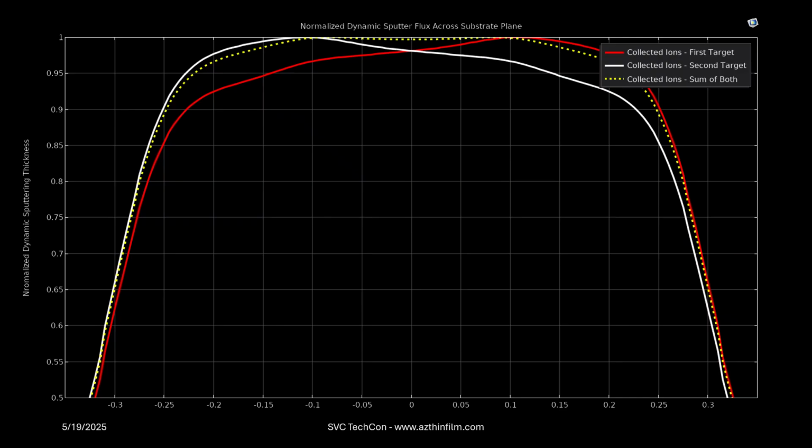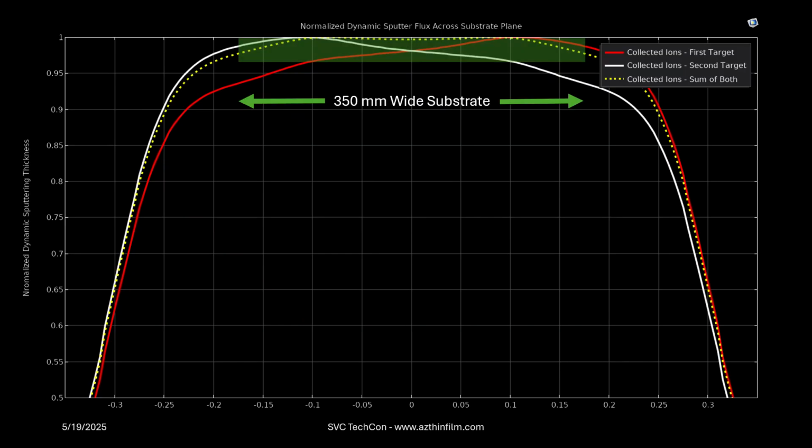But if we do that 180 degree rotation, or that mirror for the second target, and then collect both of those together, you can see that we're well within our plus or minus 2% uniformity on our 350 millimeter wide substrate. So while the individual targets are not able to produce the uniformity, together the integrated uniformity of the two targets onto the dynamically moving substrate produces a uniformity that's well within the original specifications.